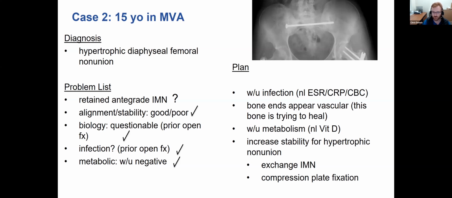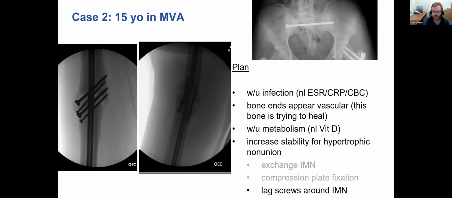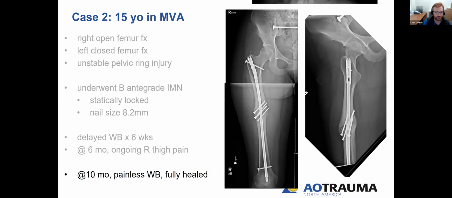So what do I do? I'm trying to increase stability: lag screw fixation around the nail. Little curveball there. So percutaneous, small incision, direct lag screws across the fracture, changing the microenvironment of that fracture non-union by just jacking up the stability.